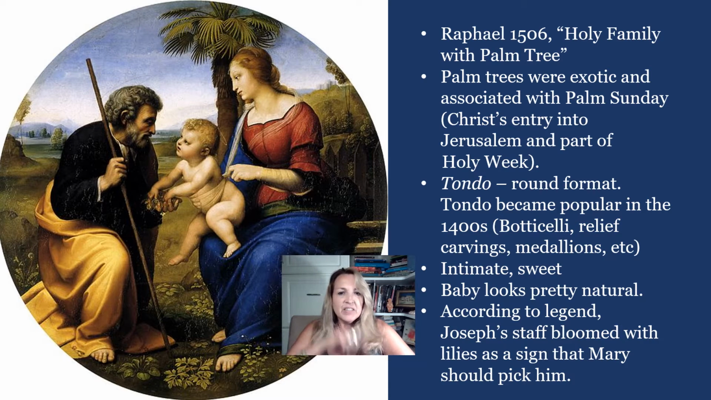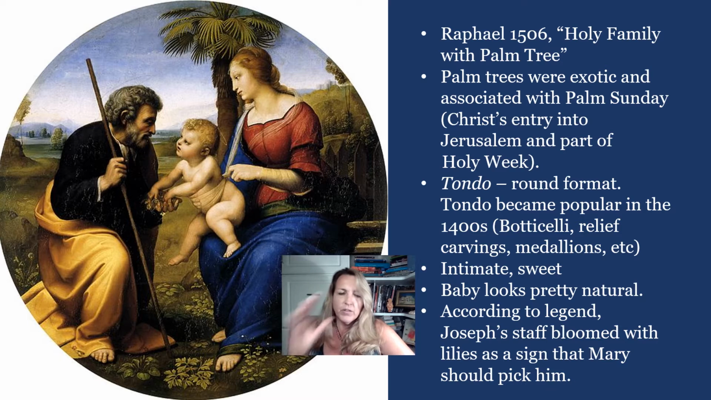So this is a tondo. This round format is a tondo. It became popular in the 1400s. Botticelli, relief carvings, medallions, certainly. And Holy Family with palm tree because they were exotic. They're also associated with Palm Sunday and Christ's entry into Jerusalem, which was, of course, part of Holy Week, Holy Easter week. So it has an intimacy, a sweetness.